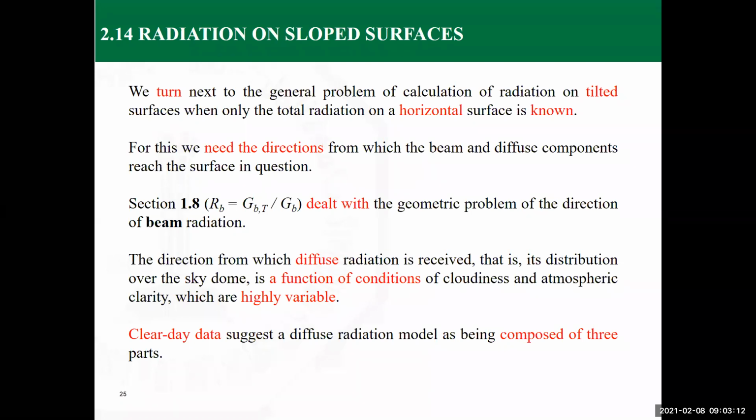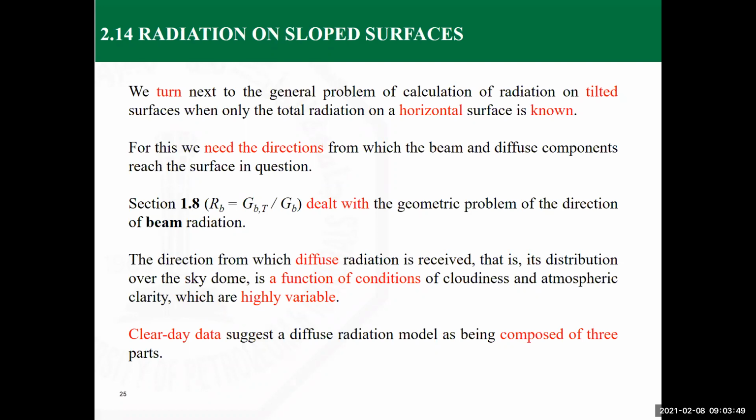So we're looking at a general problem to calculate the radiation on a tilted surface when only the horizontal radiation is known. If you remember, before we said that the kind of data that you can find abundant is the radiation on a horizontal surface. And then what we need to do is to convert this amount of radiation on a horizontal surface to a radiation on a tilted surface. Have we done that before? Yes. The answer is yes, we did it, but we did it for the beam component only.